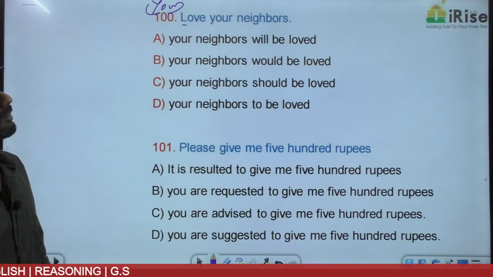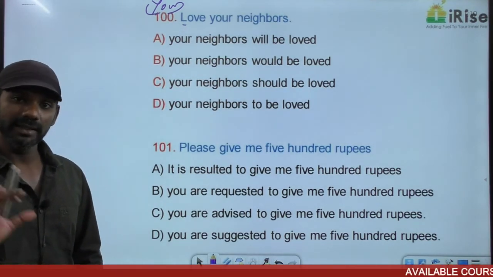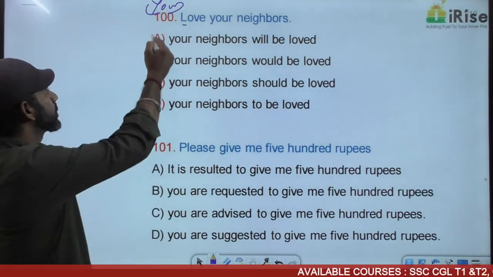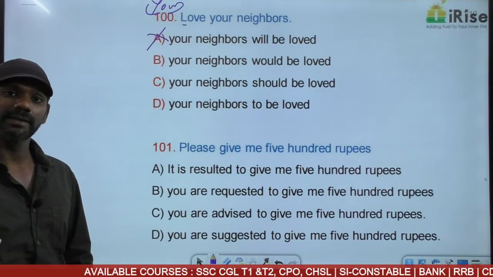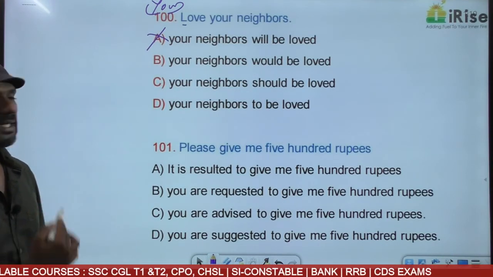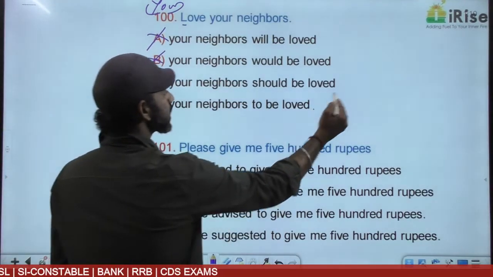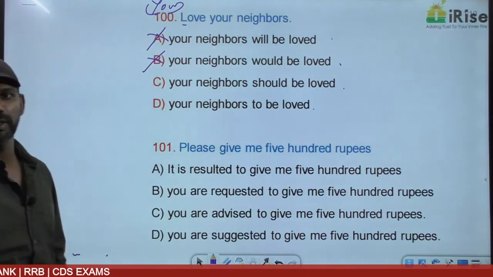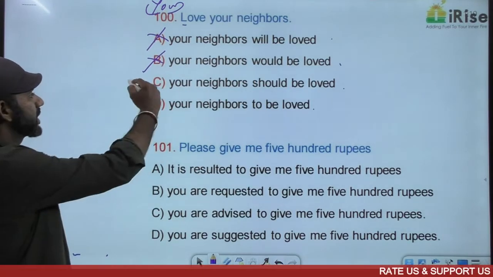Your neighbors will be loved. Your neighbors will be loved means you will love, others will love. Others will love, a completely different meaning. Option A is eliminated. Your neighbors would be loved also means others will love. The only thing is would is the past tense of will, eliminated. Your neighbors should be loved means who should love? You should love. Your neighbors should be loved means you should love. The meaning is fine, must be considered.